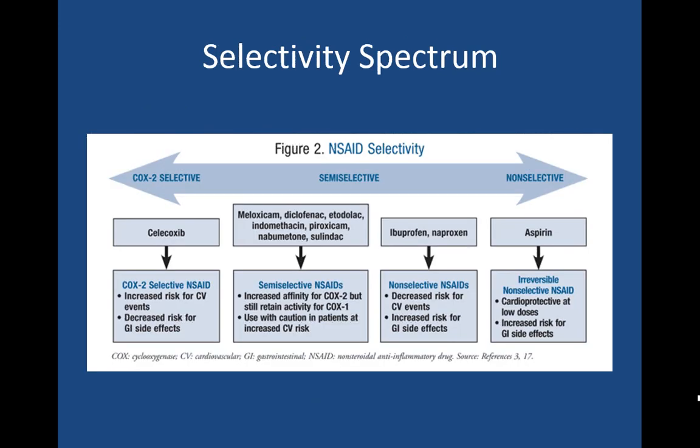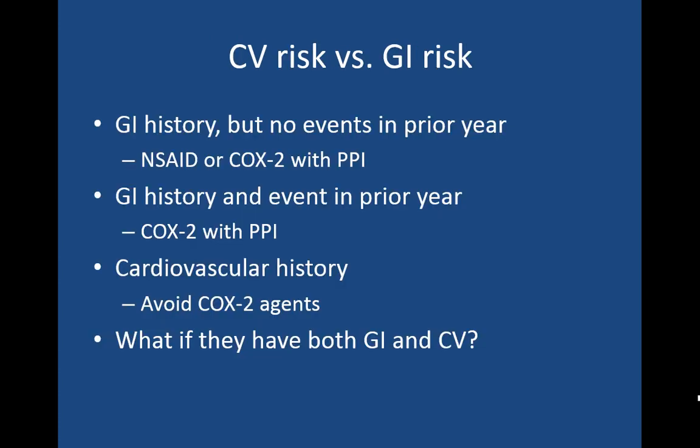This is the chart. Does that make sense? Okay, are we all good? This is the chart. I found this. I really liked it. It talks about where things fall on the spectrum from COX-2 selective to non-selective and then semi-selective in the middle. So you can see there's a continuum and not necessarily one place or the other where things fall. So how do you decide what you're going to use?